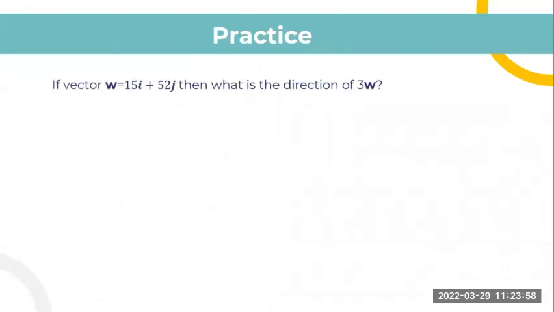All right, so here we have vector W, which is 15i plus 52j. And so we can't forget all the different forms of writing vectors, because you might see problems that have component form, linear form, or trig form. The process is always the same though. So here they want to know if that's vector W, then what is the direction of 3W? So do I need to first calculate vector 3W? Is that where we should start here?